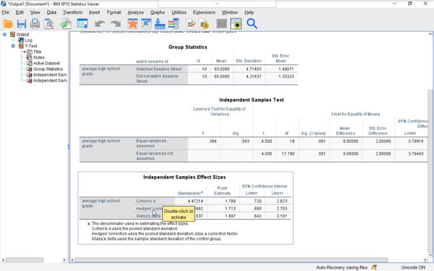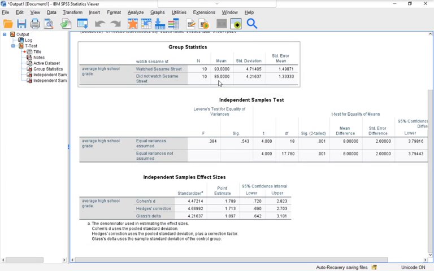So I want you to know there's other measures of effect size, but I just want you to focus, Cohen's d is the most popular one. And I don't want you to know how to calculate it, but that Cohen's d is a measure of effect size. And what effect size is looking at is how much, if this difference is actually a big difference or a small difference.